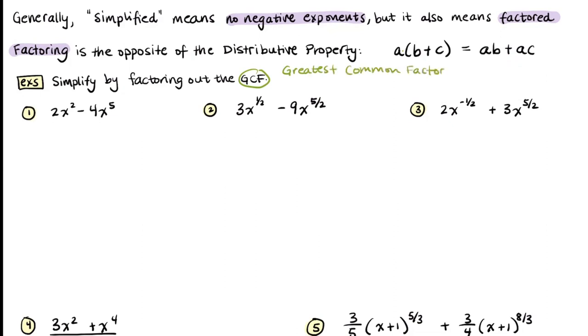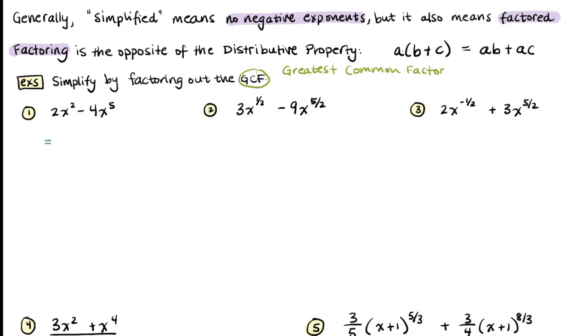The first example that we have is 2x squared minus 4x to the fifth. When you're looking at factoring powers of x that are separated over plus and minus, no matter how many terms there are, this one just has two, you can look at the numbers separately and then also the powers of x, or the powers of like bases. So we have 2 and we have 4. The greatest common factor of both 2 and 4 is going to be 2.